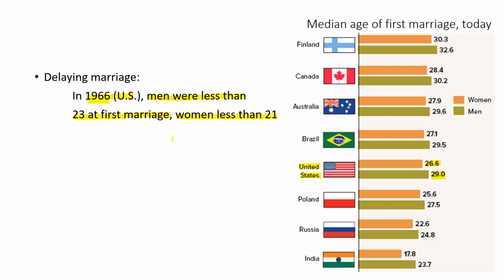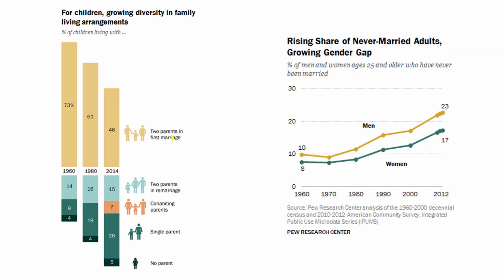Now, there are things having to do with that. For example, more women going to college, more pursuit of economic stability because we've had more economic volatility since that period. We'll get into descriptions and details later on. Here are some more charts and graphs. You can see as far as two parents in first marriage, quite a bit of decline there. In 1960, 73%, whereas just in the last five years or so, less than 50%.